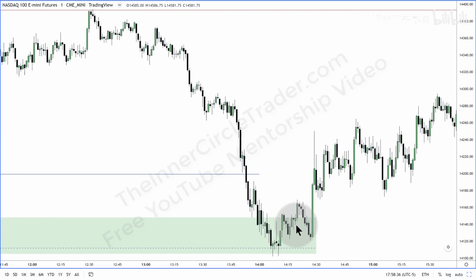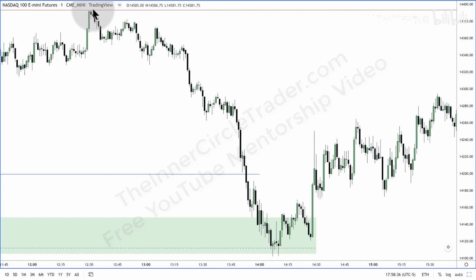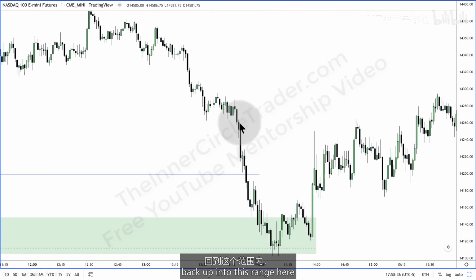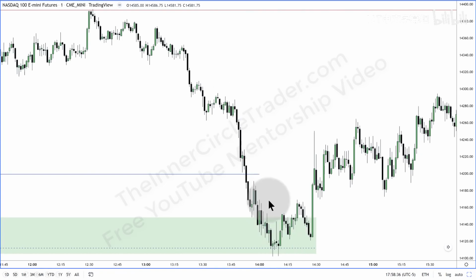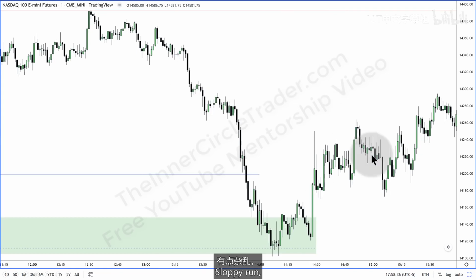gap, inside a retracement of the fair value gap that sets the stage of a market run up into a higher retracement. Now, we don't know if this is going to be the closing parameter for a daily fair value gap. We don't need to know that yet. But this is a likely scenario to go long. And we can look for a run back up into this range here, or run the buy stops above here, or maybe inside here. Sloppy run, but nonetheless, it's still pressing higher.